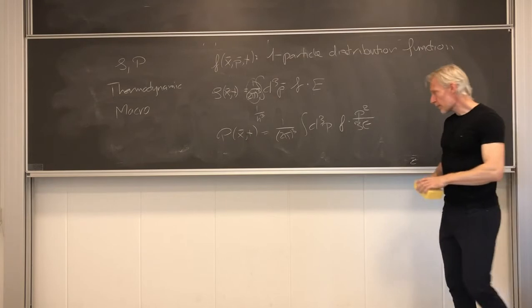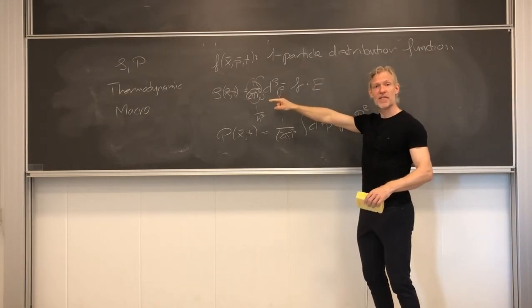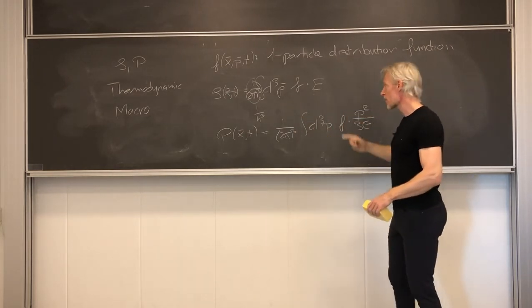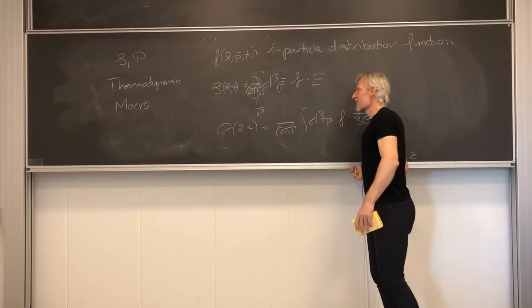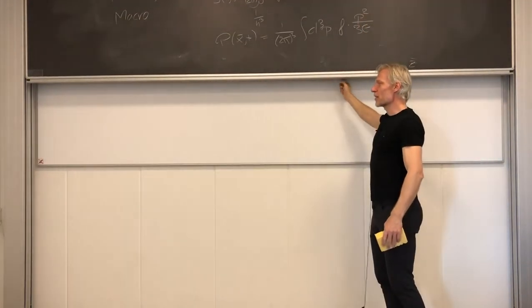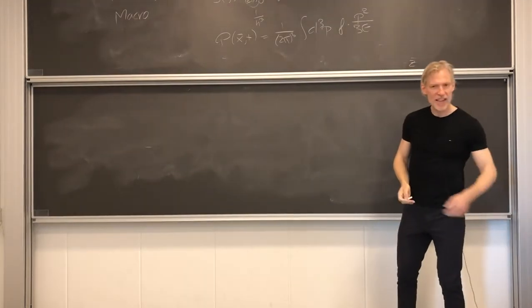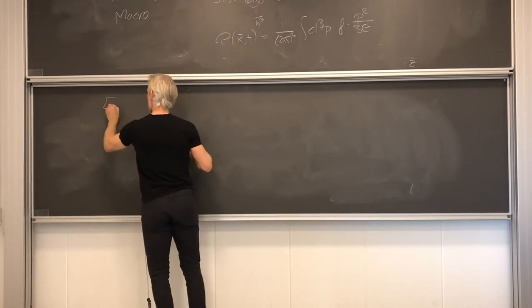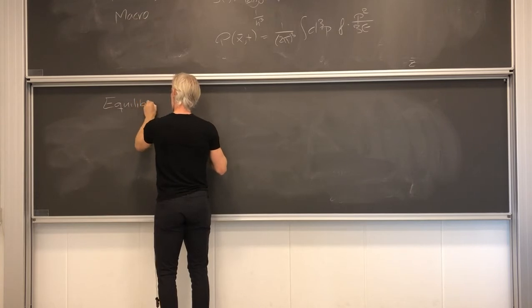And just like in macroscopic physics, there's a conservation law for energy and momentum. Of course, there's now a conservation law of some sort for this distribution function. And there are also equilibrium forms of the distribution function. So let's maybe start with the equilibrium forms of the distribution function. And what do I even mean with equilibrium?